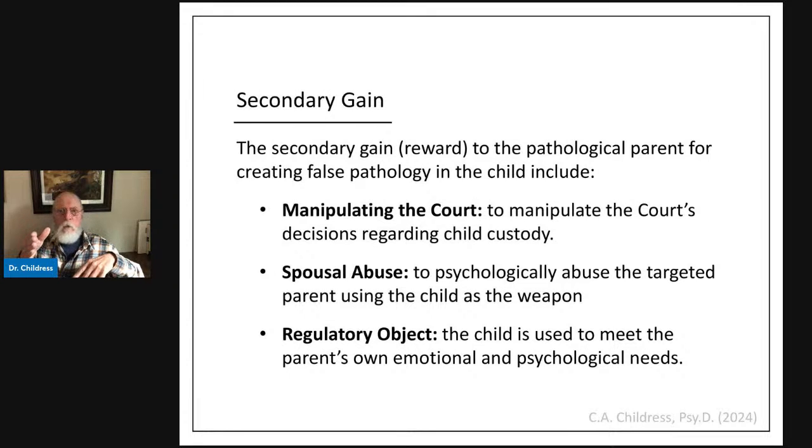And the third secondary gain or reward is using the child as a regulatory object to meet the parent's own emotional and psychological needs. So in order for us to treat the motivation of the parent to produce pathology, we're going to have to identify what's motivating them so we can turn it off. We can stop it. We can interfere and intervene and disrupt the rewards they are getting for producing pathology in the child.